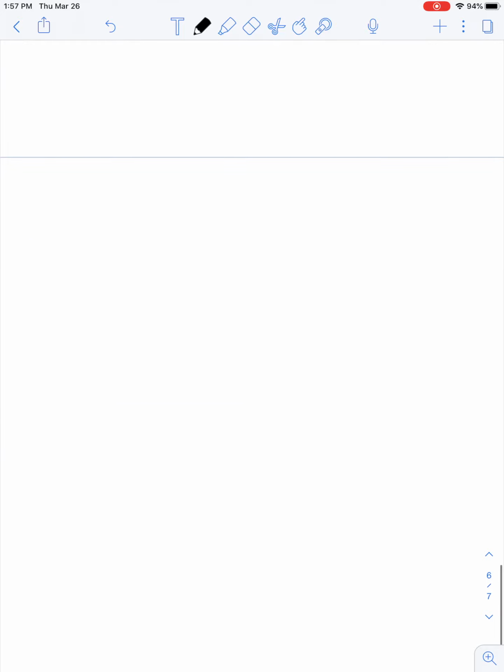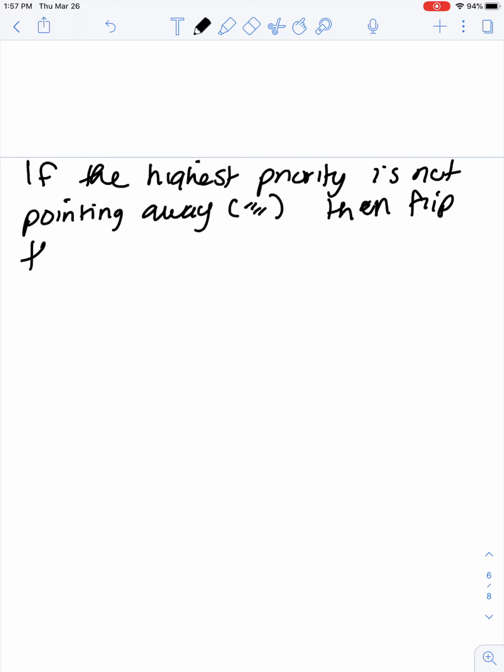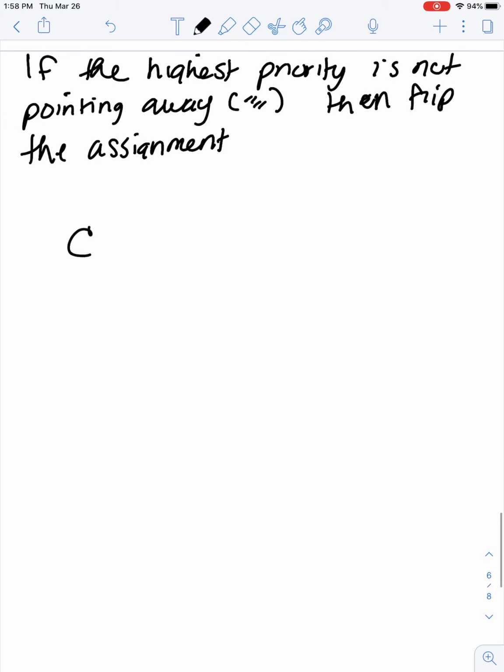Something to help you out: if the lowest priority is not pointing away, into your paper, then you just flip the assignment. Meaning if it would be an R configuration, but that lowest priority is not a dash, then you're just going to flip it to an S configuration. So let's look at this example here.